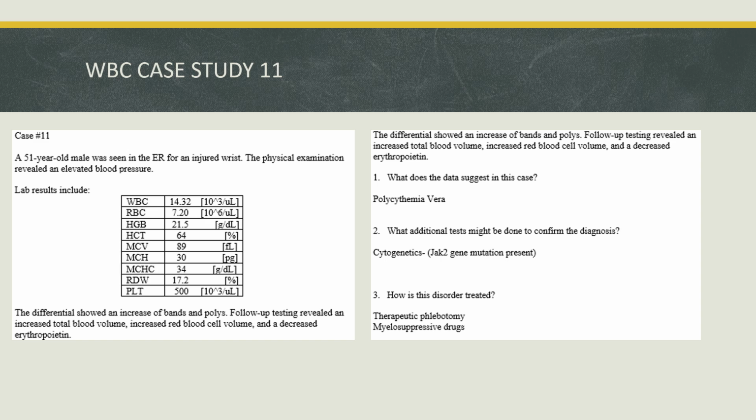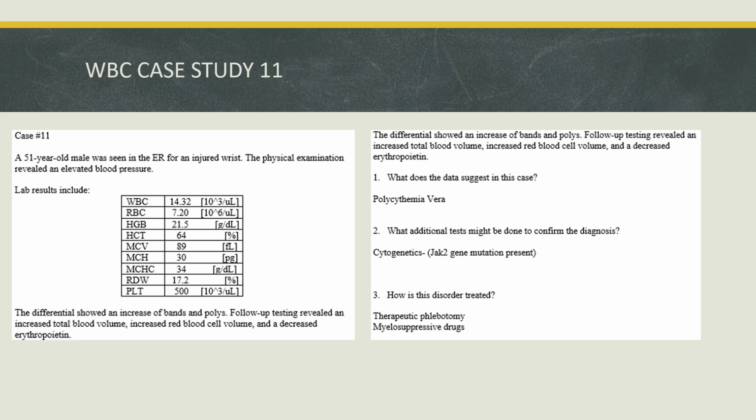His white blood cell count is 14.32. His red blood cell count is 7.2. Hemoglobin is 21.5. Hematocrit is 64. MCV is 89. MCH is 30. MCHC 34. And RDW is 17.2. Patient also has a platelet count of 500. The differential showed an increase of bands and polys, and follow-up testing revealed an increased total blood volume, increased red blood cell volume, and a decreased erythropoietin.